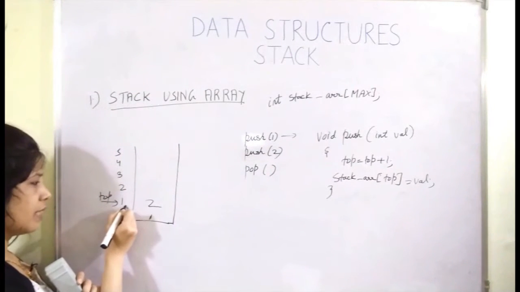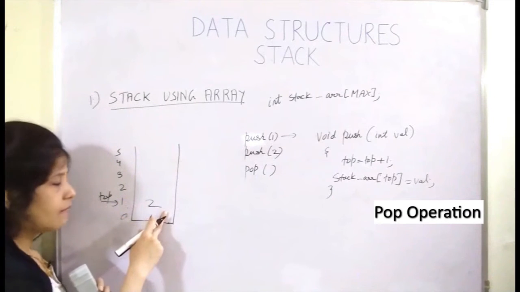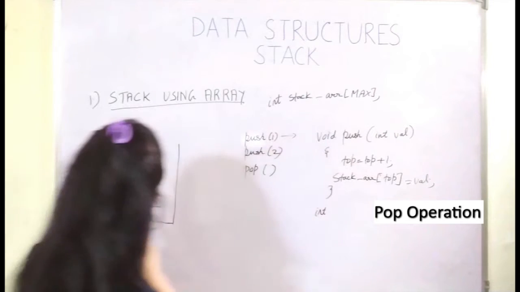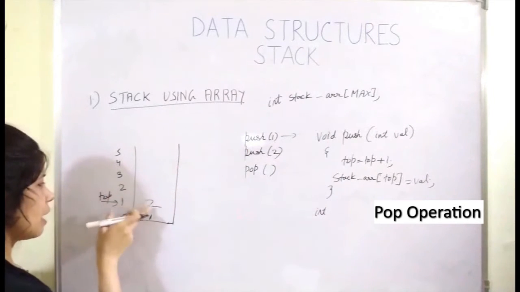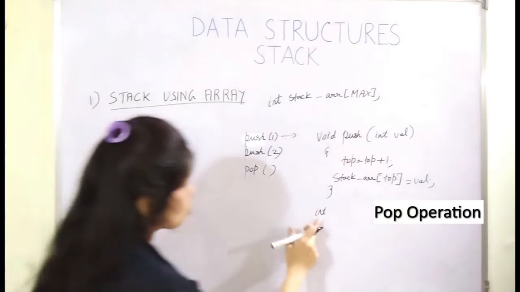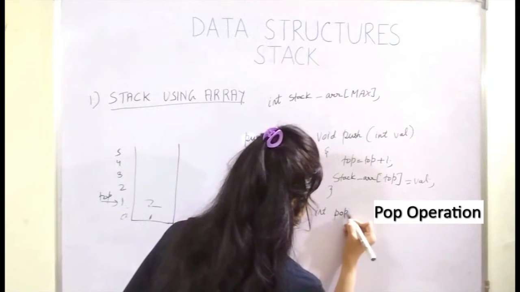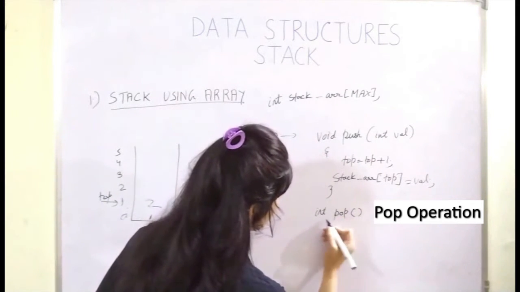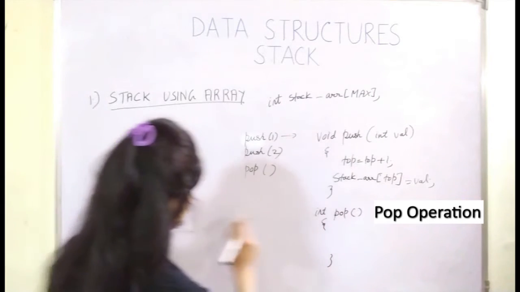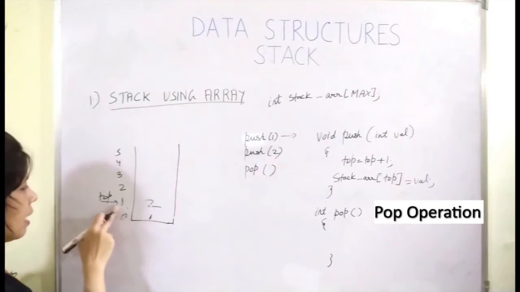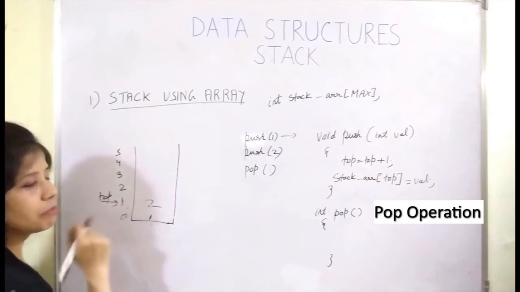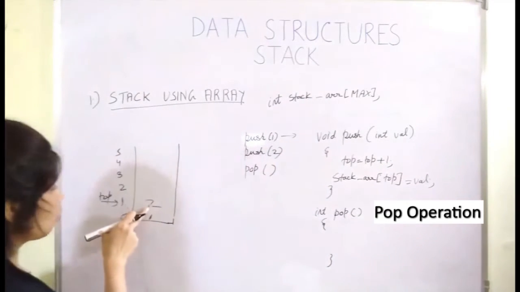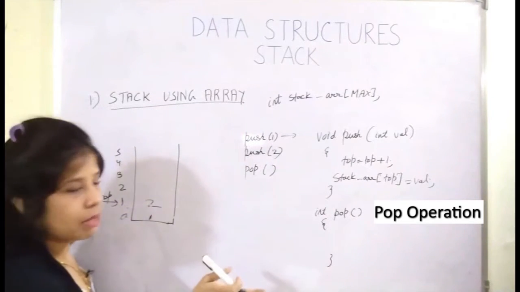So top is having the index 1, so it will remove this value 2. First of all, the return type will be integer, because I want to remove this value and I have to return this value also. And there will be no argument here because we don't have any option; the value where the top is, only that value will be removed. So therefore this pop: this value I will store in some variable because I have to return that value.